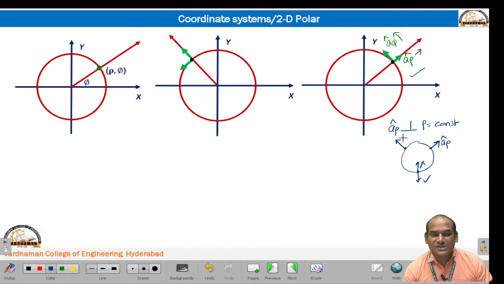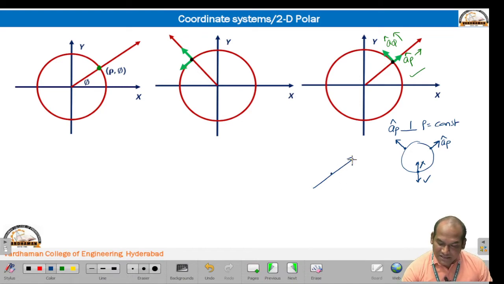Okay, in this manner, if the point location is changing, the direction of a_rho cap is also changing, but it is not true in case of the Cartesian coordinate system. I have mentioned that at that place also. In case of the Cartesian coordinate system, irrespective of the positions of the points, the unit vector directions are not changed. But in this case, if you change the position of the point, the direction of the unit vectors will be changed.